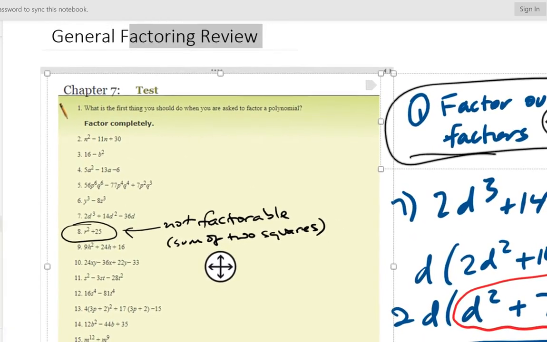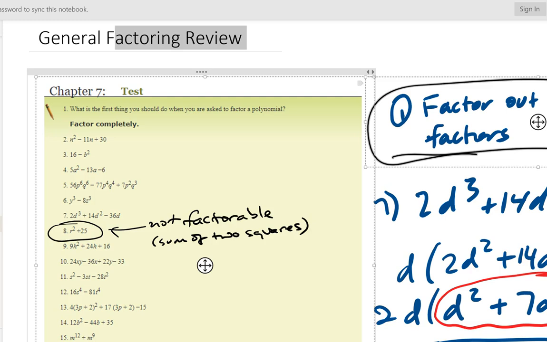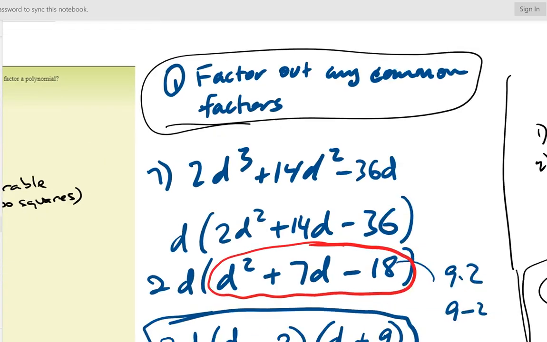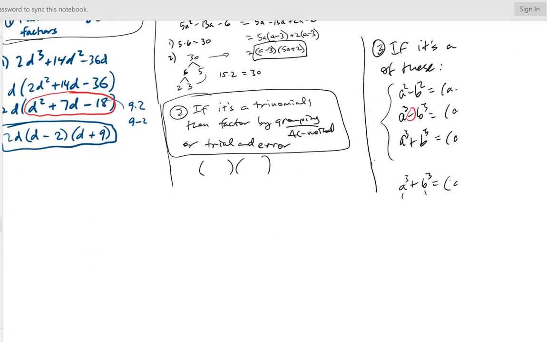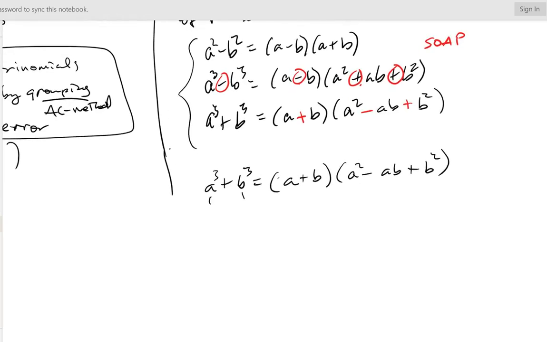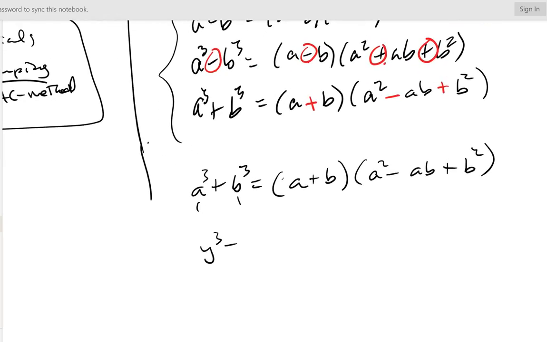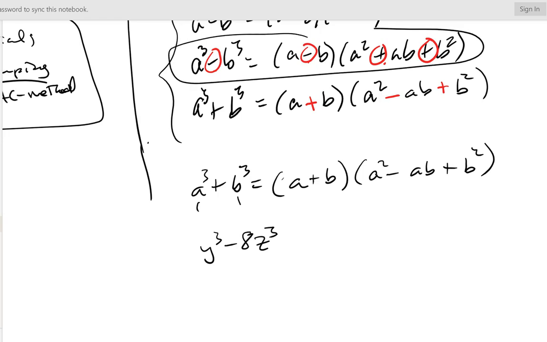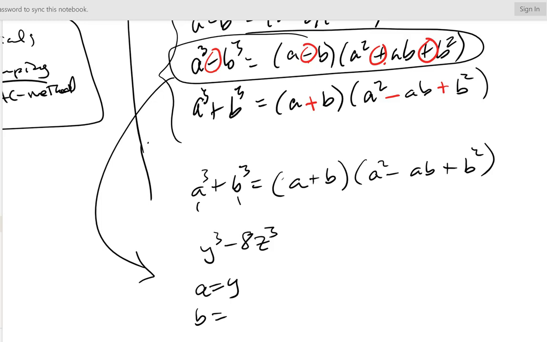Okay, so with that said, let's do an example of one. Let's do 16 minus b squared. Now let's do number 6, y cubed minus 8z cubed. So if you have y cubed minus 8z cubed, so we're apparently going to use this formula up here. So here, the a is the y and the b is 2z, because 2z to the third power is 8z to the third power, right? You have 2z to the third power, that's 8z to the third power.